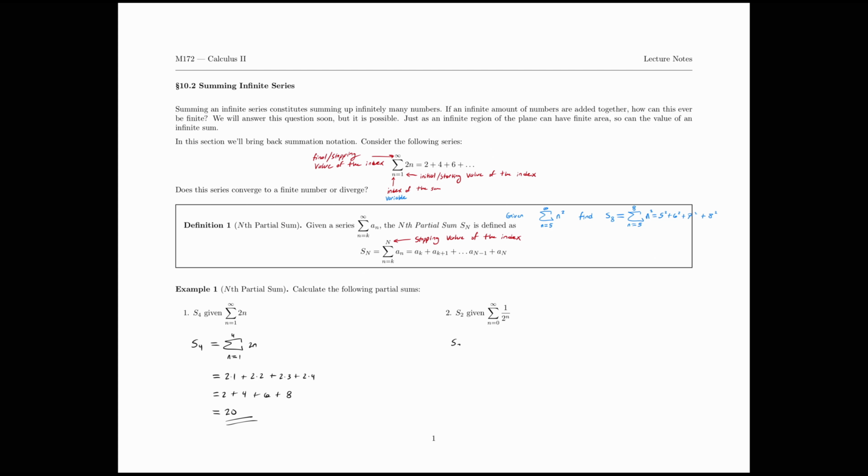S2. By definition, S2 is the sum from n equals 0, in this case the starting value, to 2, of 1 over 2 raised to the nth power. So this is 1 over 2 to the 0 plus 1 over 2 to the 1 plus 1 over 2 squared, or 2 to the 2. So this is 1 over 1, which is 1, plus a half, plus a quarter. So this is 4 plus 2 is 6, plus 1 is 7. This is 7 fourths.